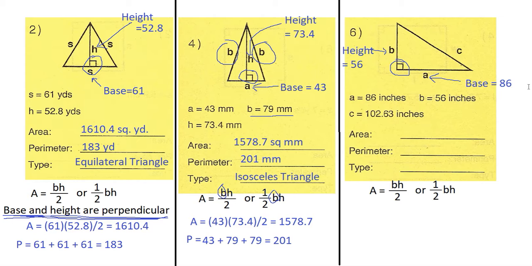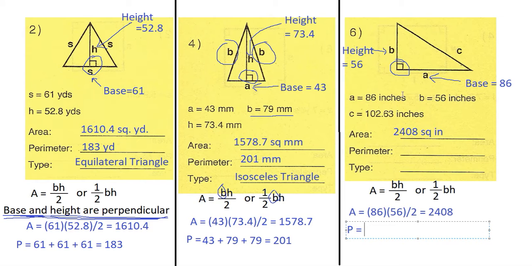So here we've got our base measures 86 inches and our height measures 56 inches. So if we want to calculate the area here, the area would be the base of 86 inches multiplied by the height of 56 inches and then divided by 2. And if we punch that into the calculator, my calculator tells me 2,408. So that would be our area there. 2,408, and if we want the units, base and height are measured in inches, so area would be measured in square inches.